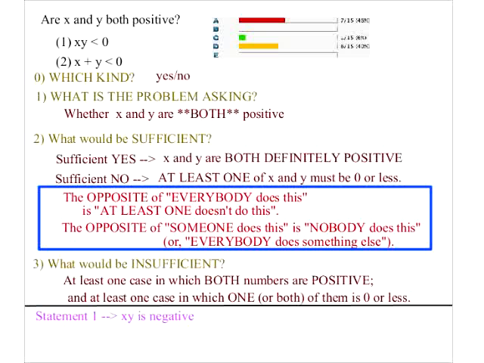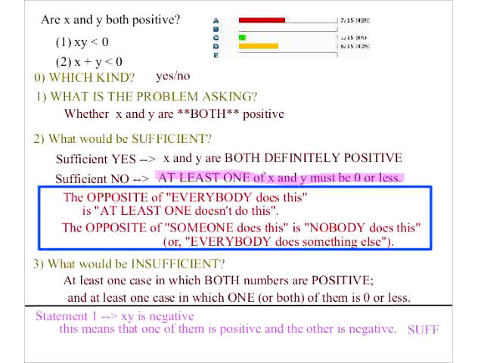Yeah, xy is negative. This means that they have opposite signs. One of them is positive and the other one is negative. So that's sufficient, because that proves that at least one of them is not positive. So sufficient. But now here's where a lot of you got tripped up.